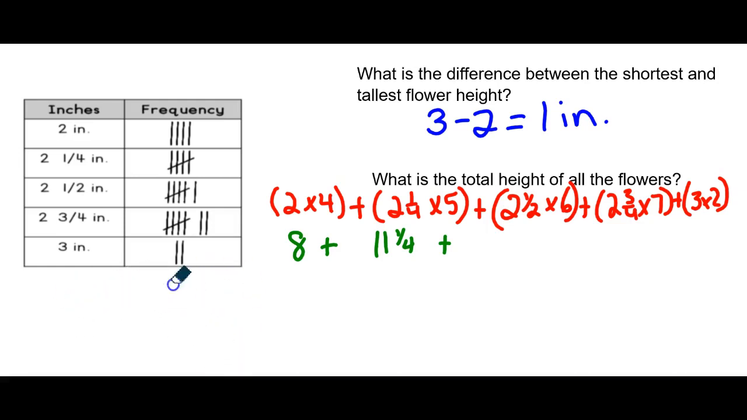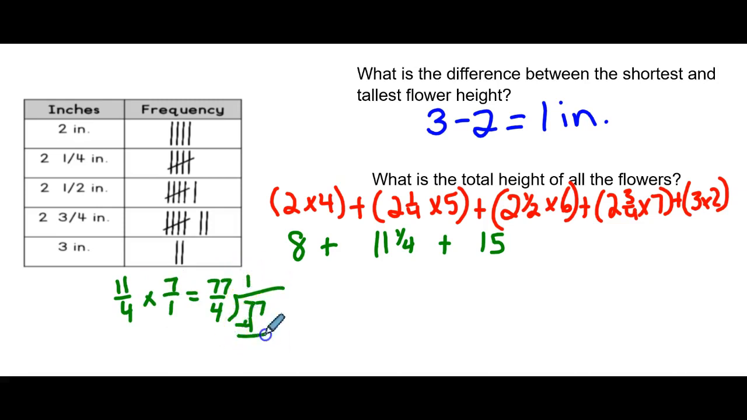Okay, next one is 2 1/2 times 6. So 2 1/2 becomes 5/2 times 6/1 equals 30/2. 30 divided by 2 is 15. So this equals the whole number 15. Okay, going to the next value. We have 2 3/4 times 7, so 8 plus 3 is 11/4 times 7/1 equals 77/4.